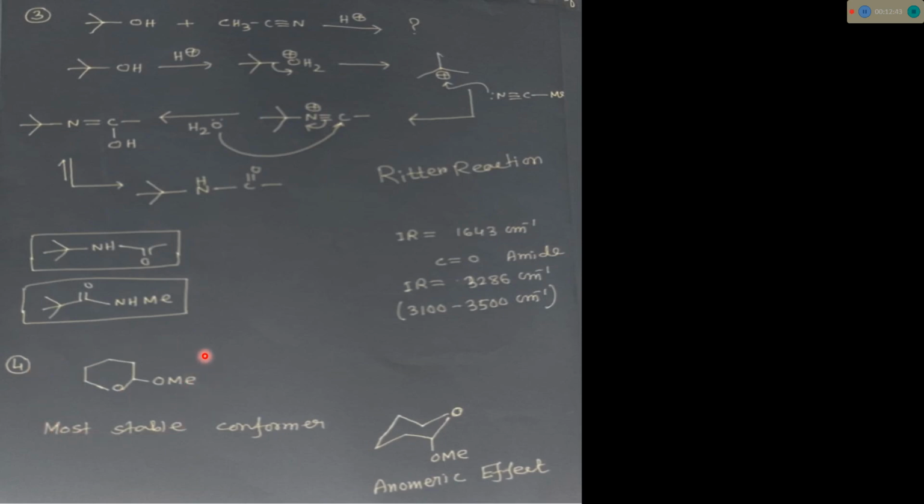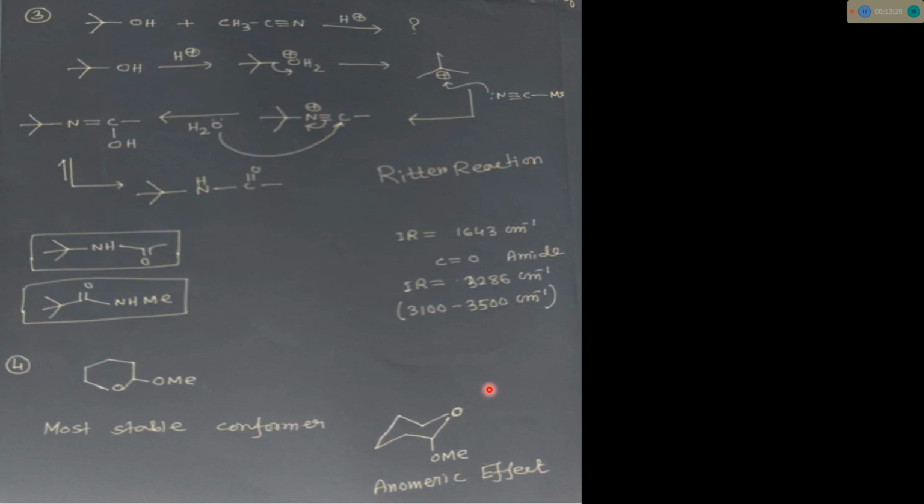The name of the compound was given, and we have to find the most stable conformer. We all know from the anomeric effect that the axial conformer, meaning OMe in the axial position, becomes more stable. Due to the anomeric effect, some electron density from the lone pair of oxygen is transferred to the sigma star of the C-O bond, so this C-O bond becomes stronger and this C-O bond becomes somewhat weak.